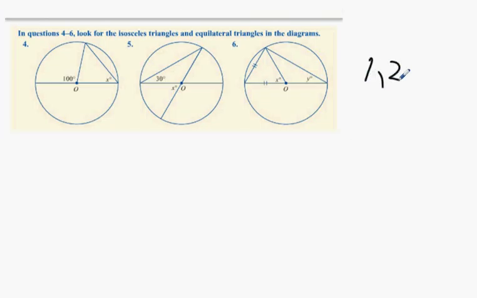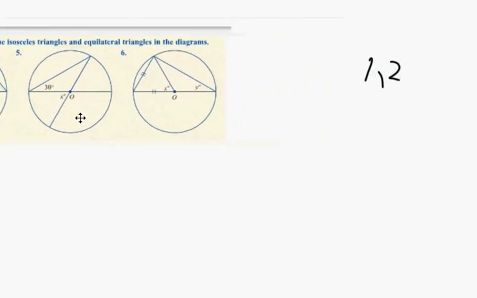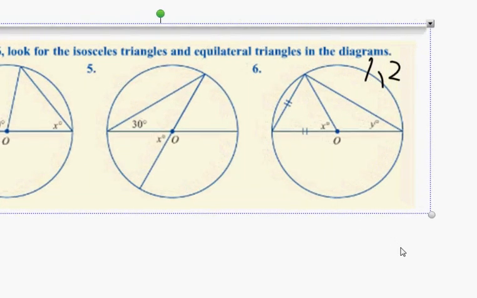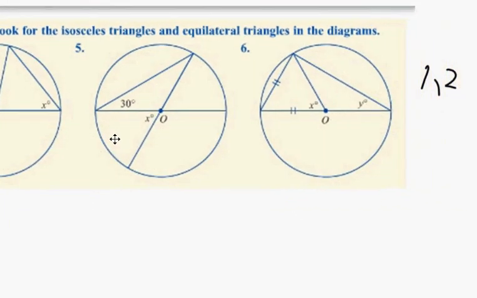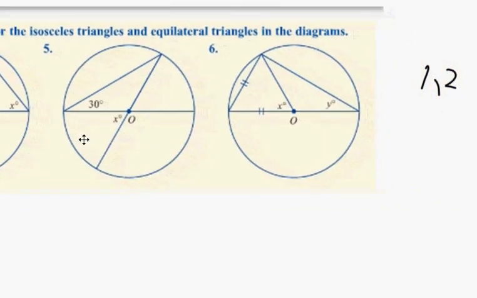We'll have a look at 5 and 6 now. In 5 and 6, what we're looking to do is look for the isosceles triangles and equilateral triangles in the diagram. That's a hint. So what can I say about that length and that length? Radii. So that's 30 each. Makes this one here 120. And then there's a straight angle. And what does that do to this one here? 60.